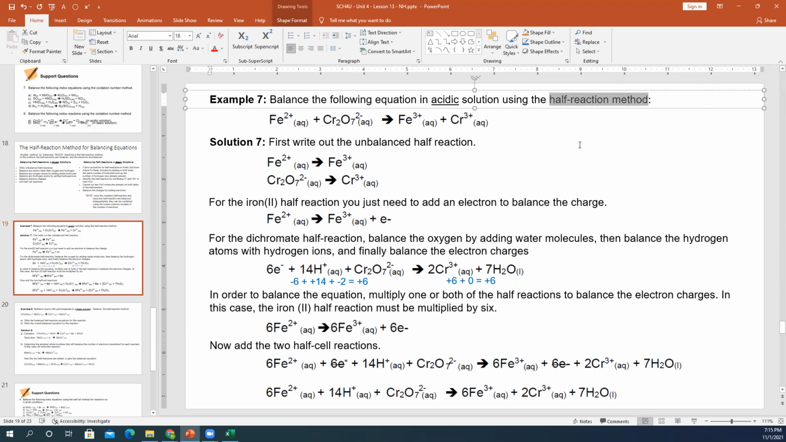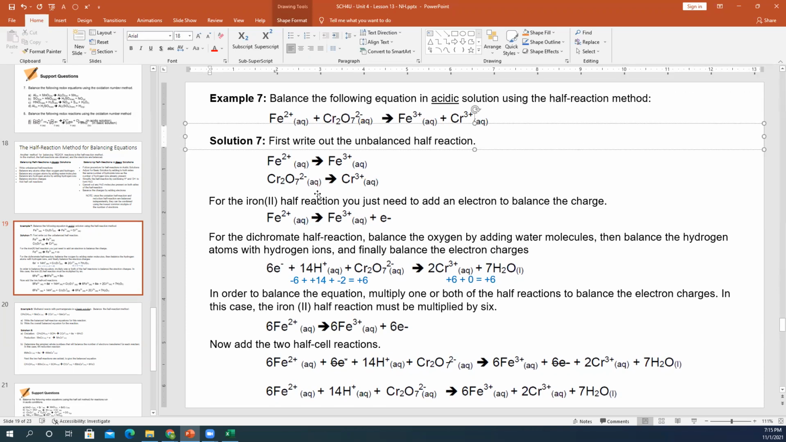you write out your half reactions. So the first half reaction is, okay, so your Fe2+ ion, the iron 2 ion, goes to iron 3. And then you have your dichromate ion goes to your chromite ion.